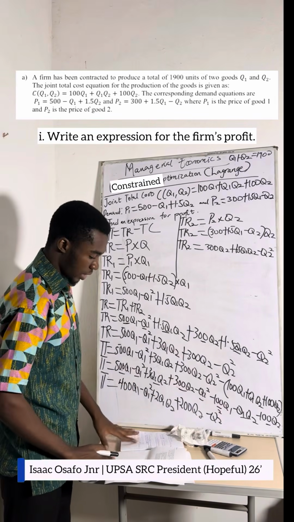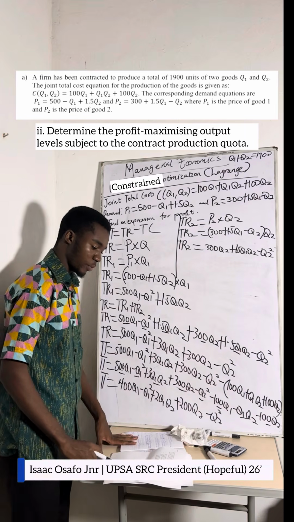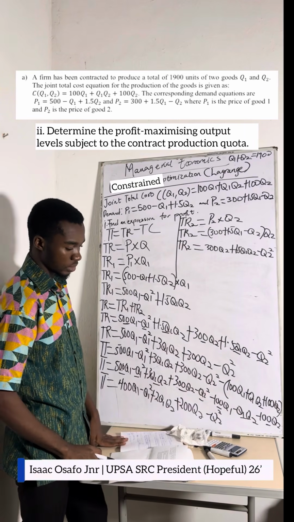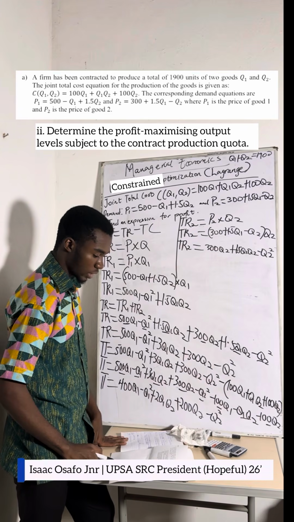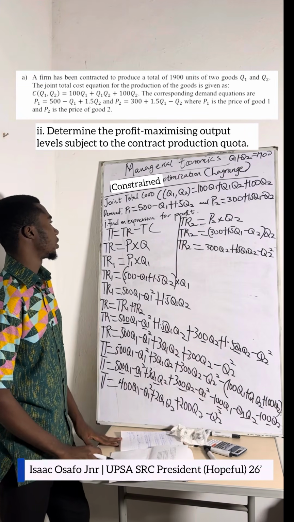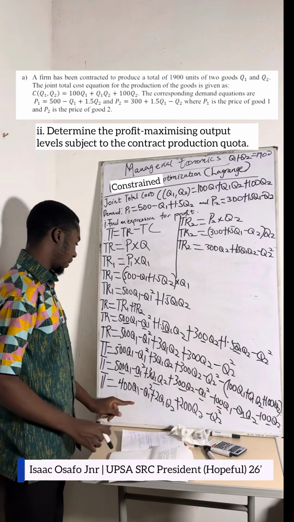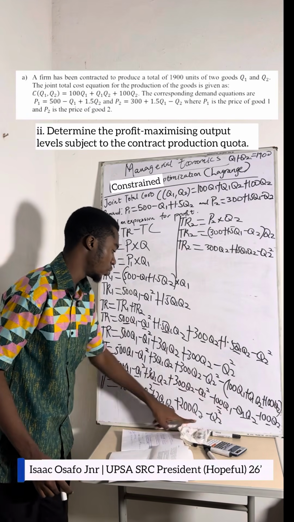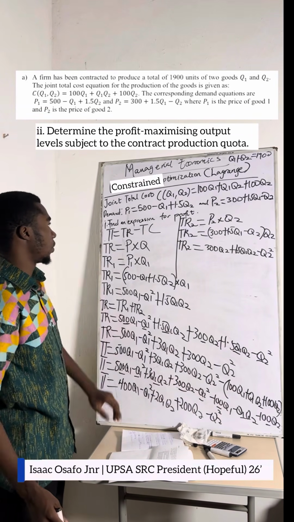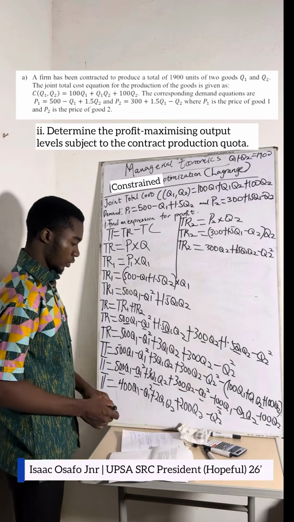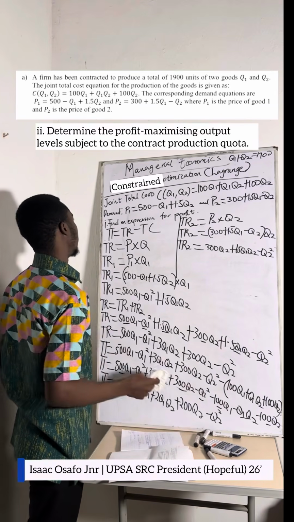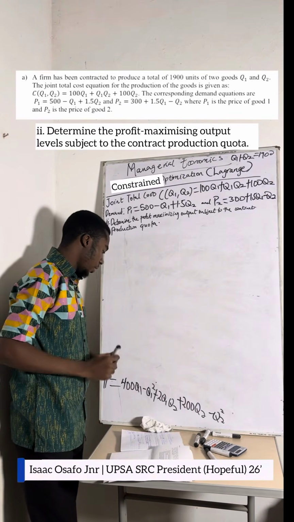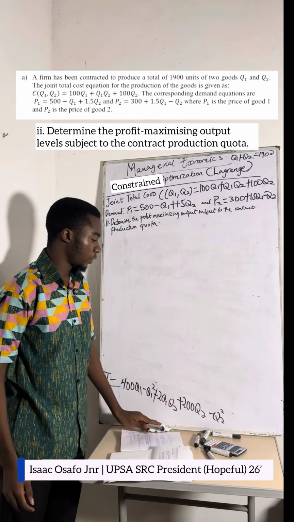And we're going to move on to part II, where we're asked to determine the profit maximizing output levels subject to the contract production quota. All right. So now we are going to use the same profit function. Please take note of it. In fact, I'll write it at the top so that you don't get confused. So let me clean the board so that we do it. So now, you already know the profit function. We solved for it. Do you get it?